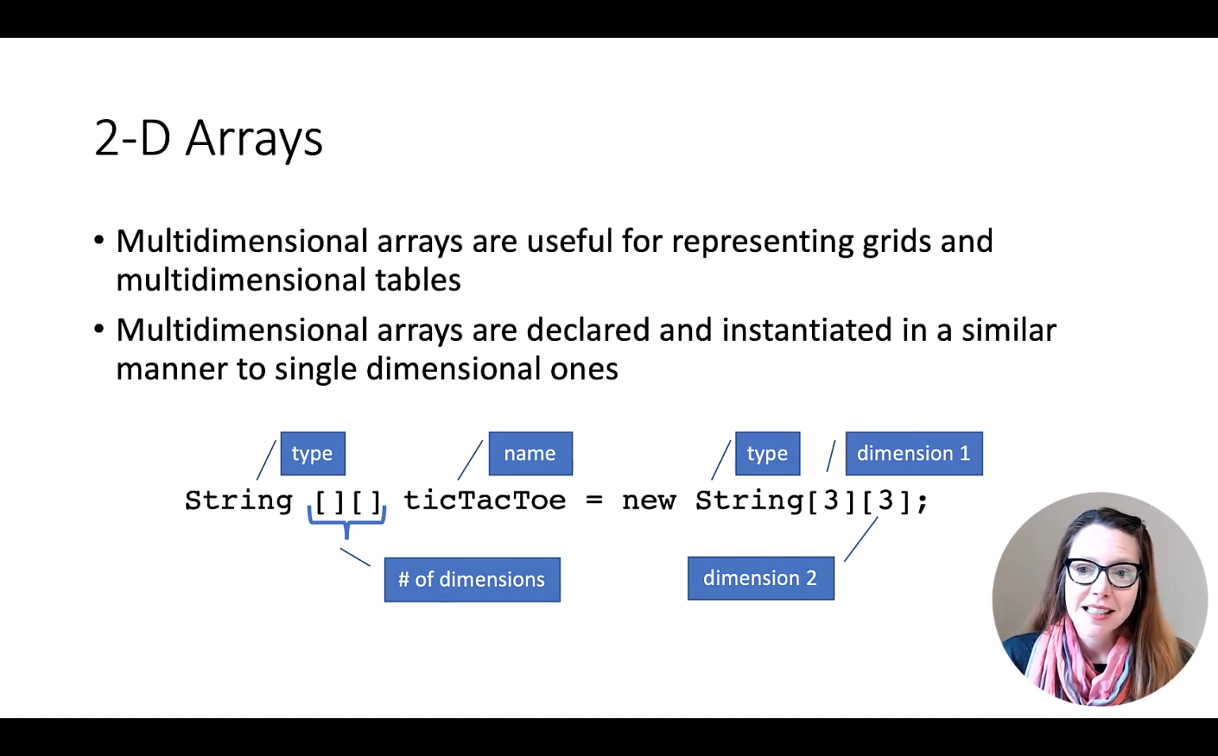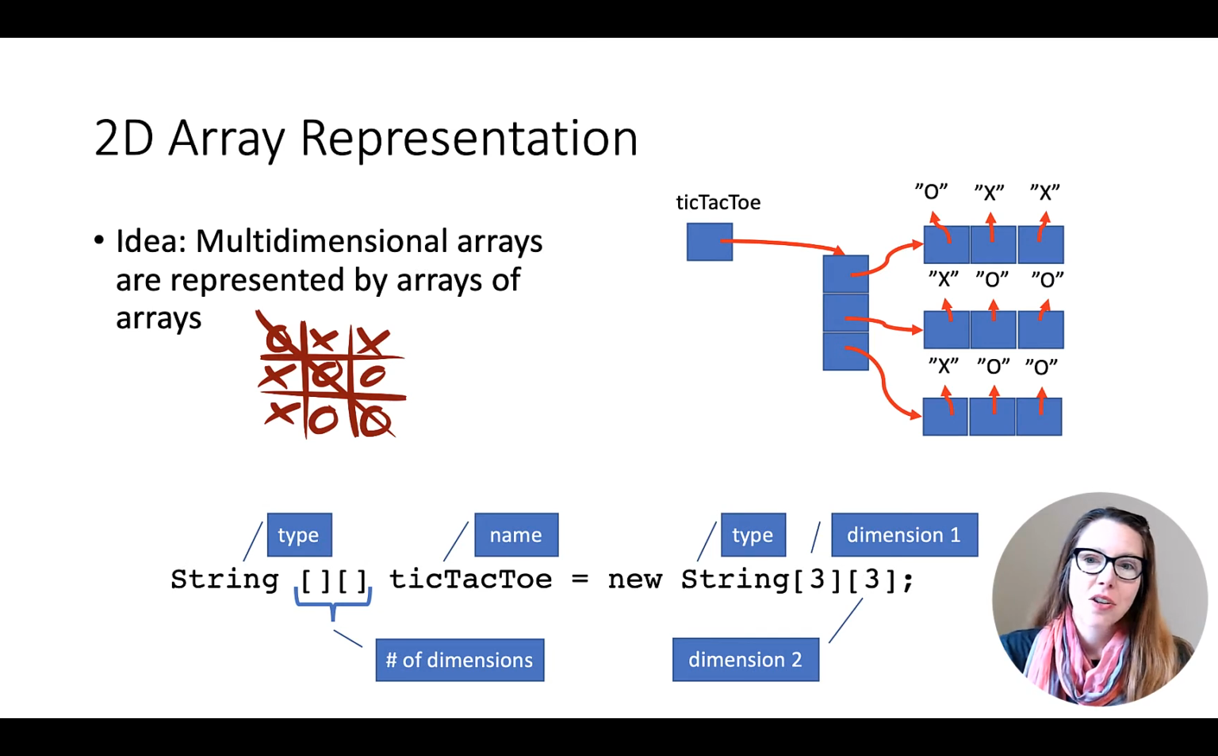To instantiate this, what we want to use is the new operator, just as we did before. Then we give it the type, and again, we have those square brackets with the size of the dimension included. So in this case, we want a 3x3 grid, and so we give the first dimension as 3 and the second as 3 as well. All of this looks very familiar, except for the fact that we have that extra set of square brackets and that extra dimension at the end. So we'll see what that looks like in terms of what it's actually producing.